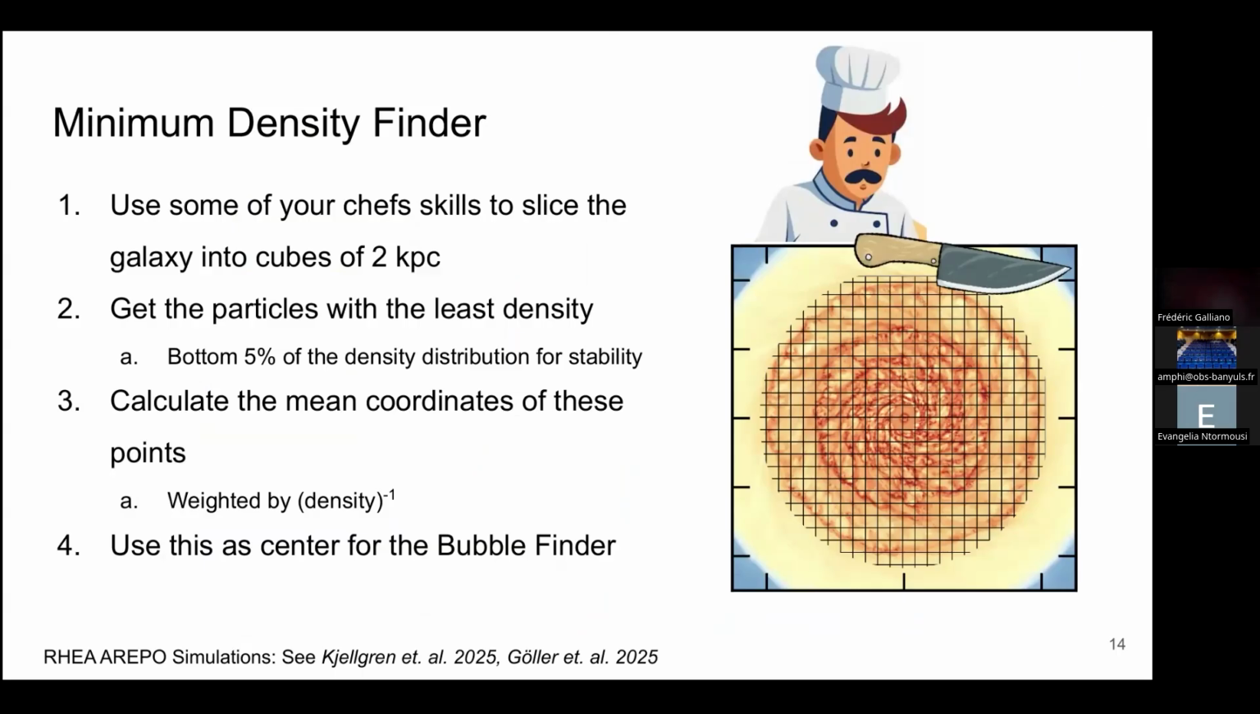Okay, I'm going to run through this second part really quick. The second part of our project is that we built our own bubble finding algorithm for this Arepo snapshot. So we slice our galaxy snapshot into cubes, and then we search each cube for a minimum density. We know the inside of a bubble is a hot, very low density, volume-filling component.